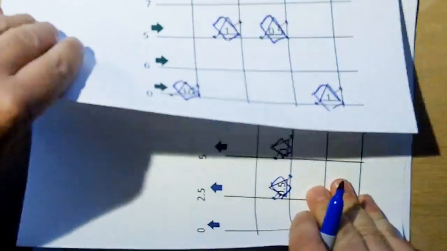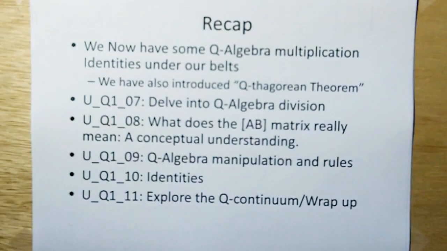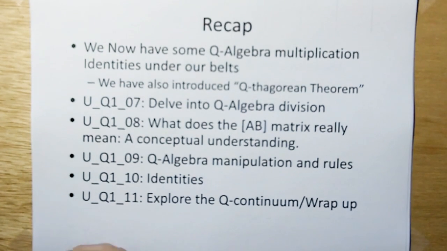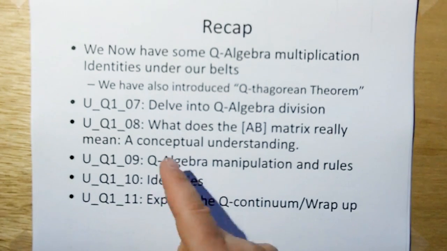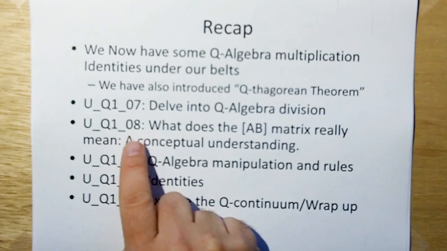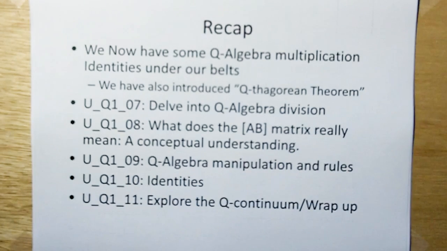Okay, so now we have some Q-algebra multiplication identities under our belt. We understand a little bit more about what AB matrices are and what Q-algebra is all about. And we've also introduced the Pythagorean Theorem, that's my fun name for it. In the next video, we're going to delve into Q-algebra division, left and right division, which is a little more specific than the multiplication side. And then in video number 8, we're going to show what the AB matrix really means. We're going to show you pictorially what it really does.